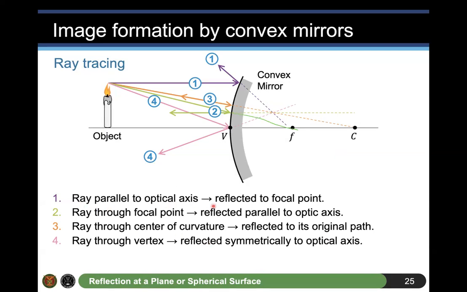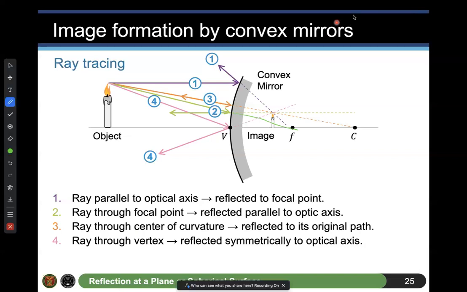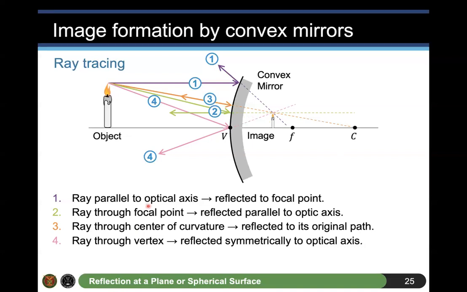So, any parallel ray will be reflected through the focal point. Any ray through the focal point will be reflected parallel naman. Any ray through the center is reflected back to its original path. And any vertex ray will be reflected symmetrically via law of reflection. Okay. So, the image is formed kung saan sila nag-intersect, kung saan nag-intersect yung sight lines. Okay. Kapag in-extend natin. But we can always use any two. Okay. So, kailangan natin ng two rays for the ray tracing para malaman kung nasan yung image.